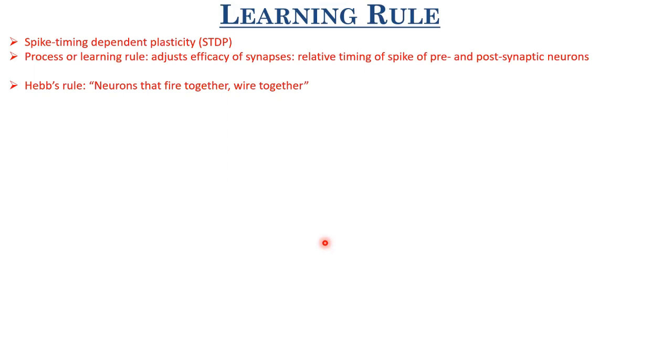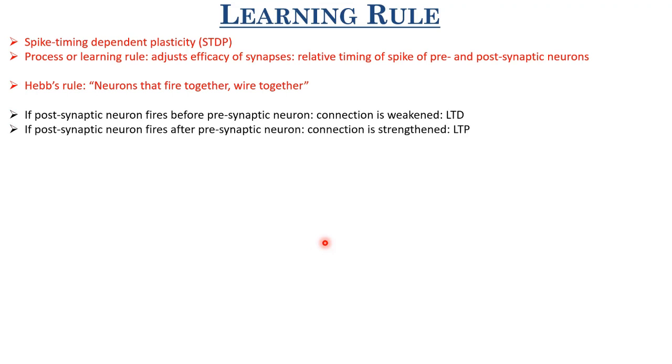So what this STDP rule says is, if the postsynaptic neuron fires before the presynaptic neuron, that is, if the postsynaptic neuron fires and after that the presynaptic neuron fires, then there's a high chance that there is no correlation between the two. There is no relation between the two, and since there is no correlation, the synaptic strength can be reduced. So the moment a postsynaptic neuron fires before the presynaptic neuron fires, we perform this long-term depression, and we weaken the connection between the two neurons.